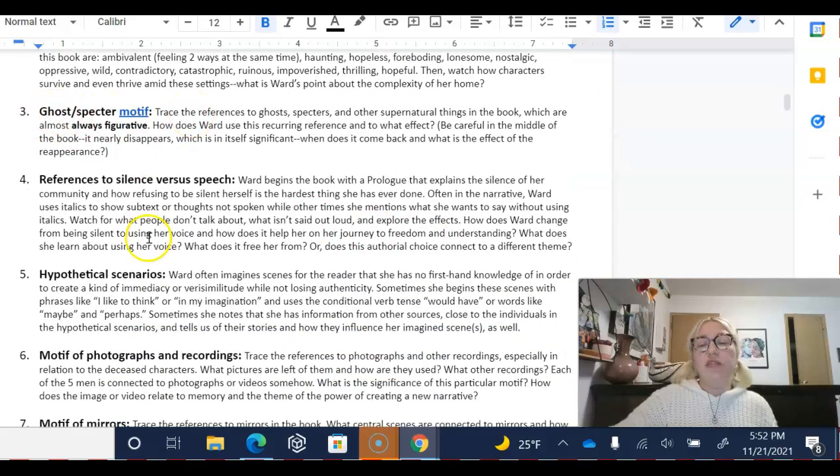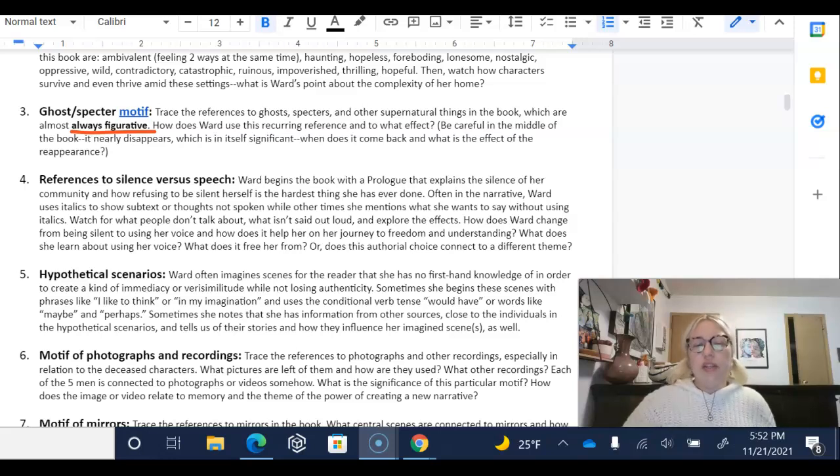Ghost specter motif is an interesting one. Keep in mind that she does use this in a figurative way. It's not like literal ghosts that are coming and talking to her. She doesn't really think she's being haunted. Instead, it's figurative. It's a way to explain her emotions. And so look for that motif if you like. References to silence versus speech. I have a sample on this one I'm going to show you in a sec.